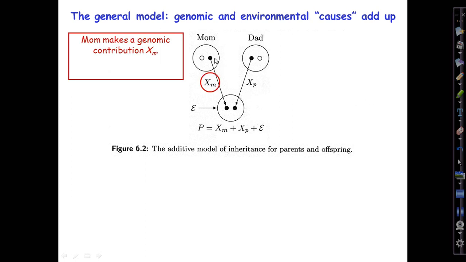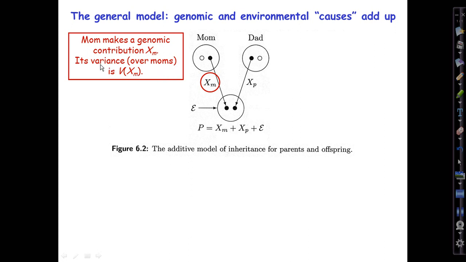The idea is mom makes a haploid gamete and gives it to baby, and it contributes a genomic contribution to the trait value, which we will call X sub m for mom. And it has a variance over moms. It's a random variable, what any given mom will contribute in any given gamete.